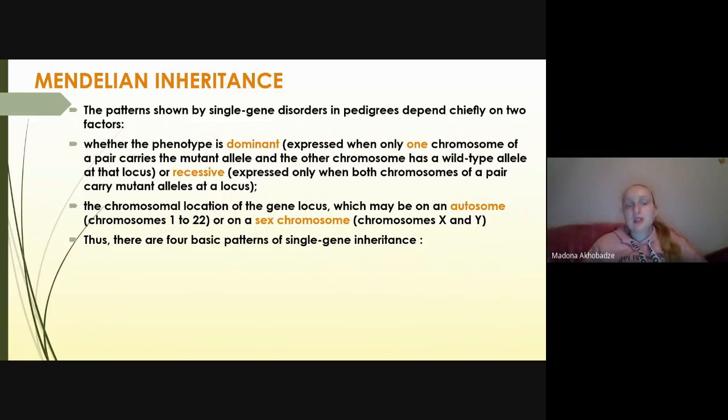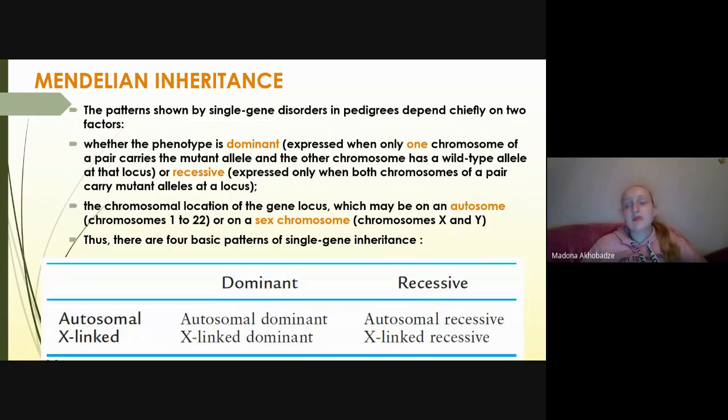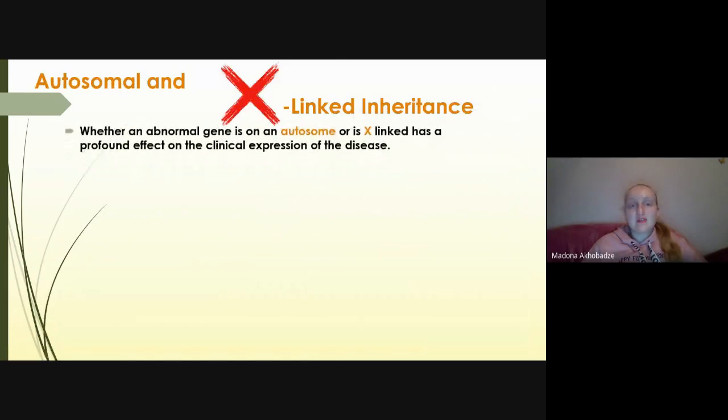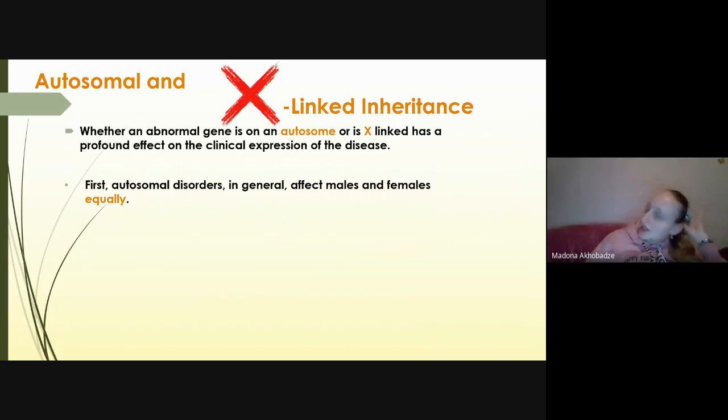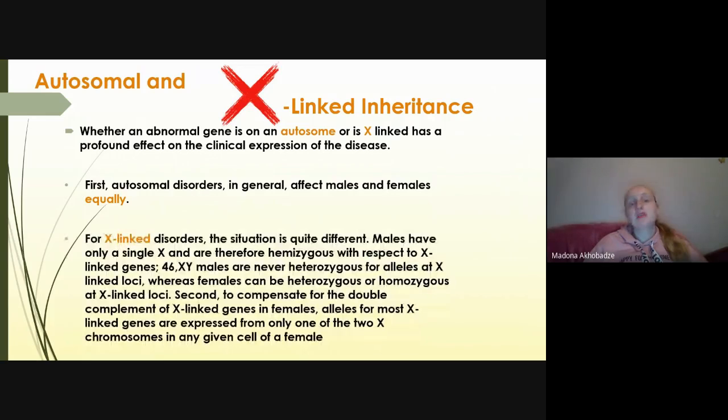So we've got 22 autosomes, and we've got X and Y sex chromosomes, and the diseases are divided into four ways of inheritance: autosomal dominant, autosomal recessive, X-linked dominant, X-linked recessive. So autosomal and X-linked, according to the location of the mutation, on which chromosome, either autosomal or X chromosomes or Y chromosomes. Autosomal disorders affect males and females equally, because males and females have equal sets of autosomes. But X-linked disorders do not affect females and males equally.